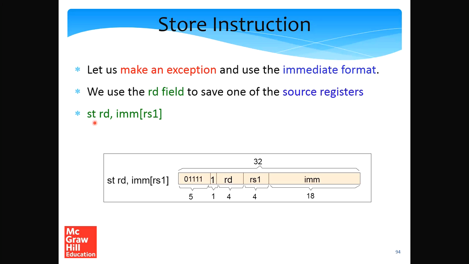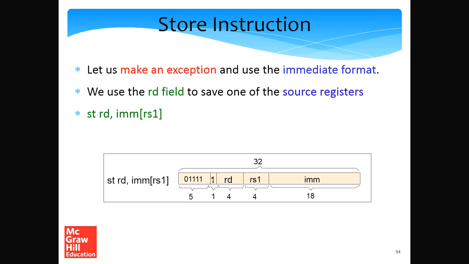So let's say we store RD. RD contains the register whose value is being stored in memory. We store this in memory. The base address is in RS1 and the offset is in IM. If we do this trick, readers will appreciate that we are not defining a new format. What we are doing is first using the first 5 bits to store the opcode.